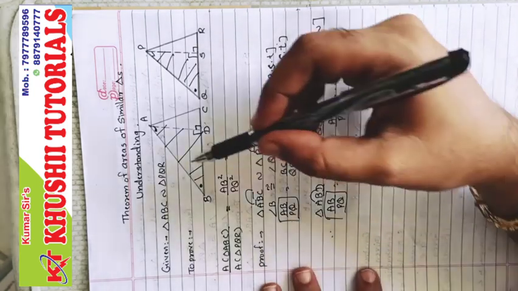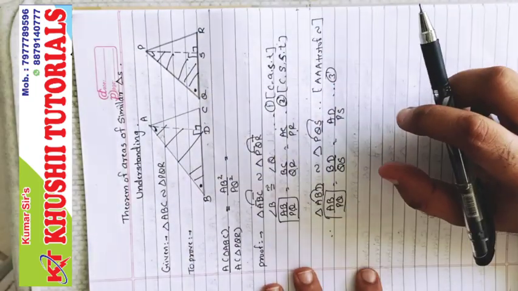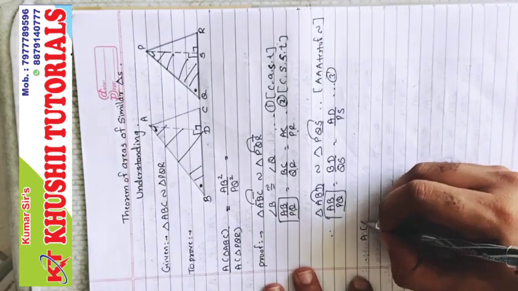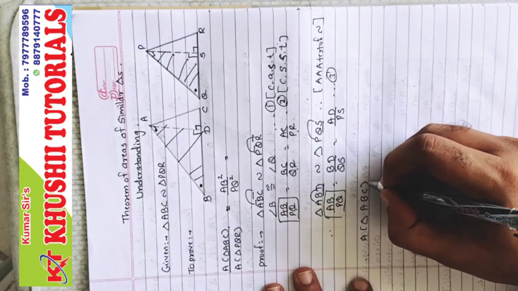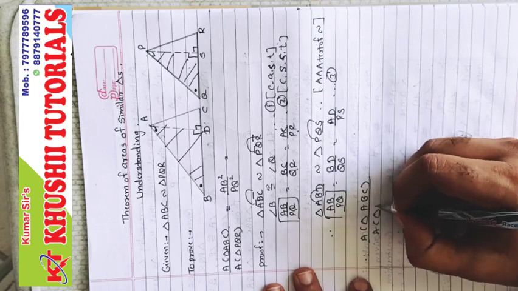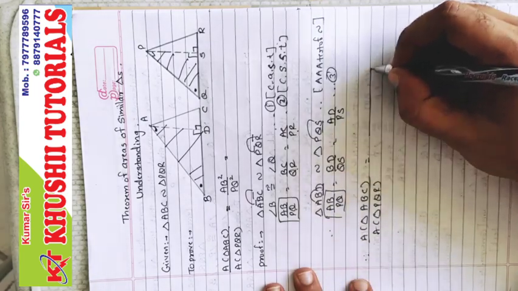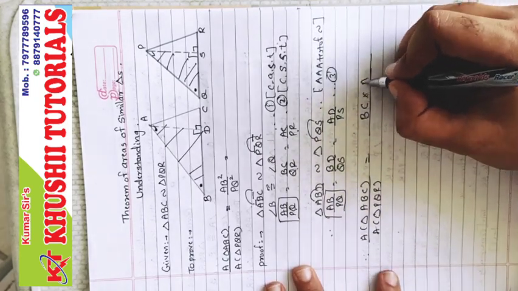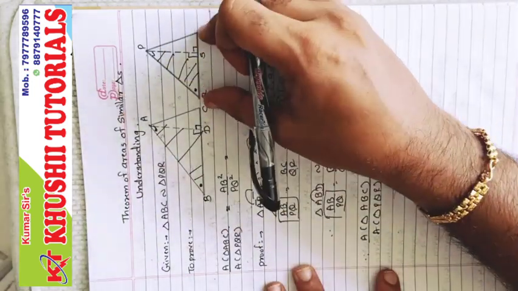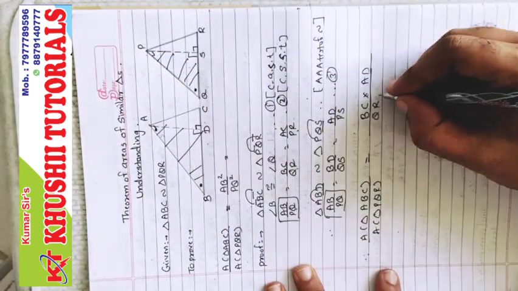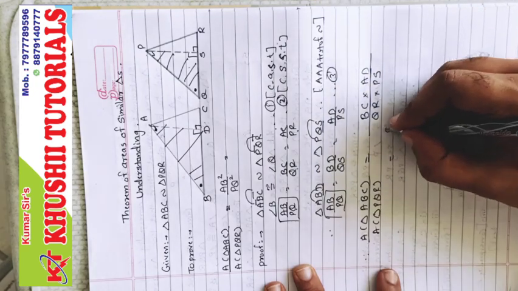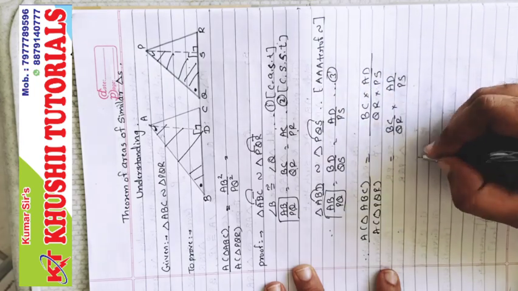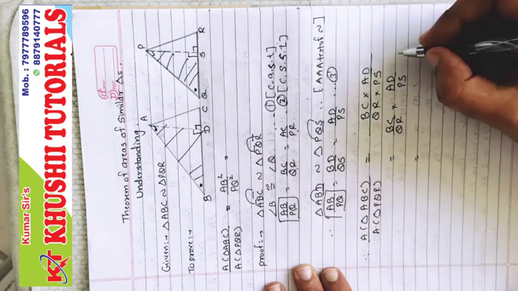Now the third one. We know the ratio of areas of any two triangles equals the ratio of the product of their corresponding base and height. Therefore, area of triangle ABC upon area of triangle PQR, by Theorem 1, the ratio of areas of any two triangles equals product of base into height for this triangle, and for the other triangle QR into PS, equal to BC upon QR into AD upon PS. Now BC upon QR, we will mark it as 4.